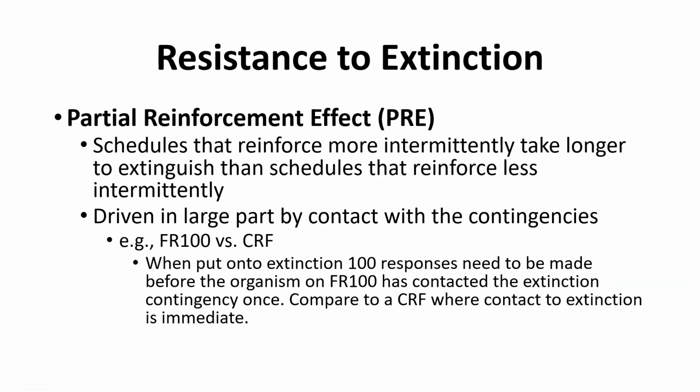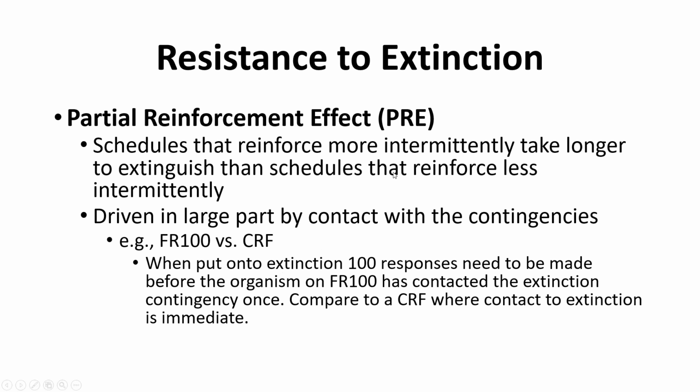All right, well, if extinction is going to occur, there must be ways that we can try to mitigate or prevent extinction. So let's talk about some of these ways to resist extinction. One of the biggest ones is using partial reinforcement. The partial reinforcement effect basically tells us that the type of schedule of reinforcement that you use plays a huge role in how resistant a particular behavior is to extinction.